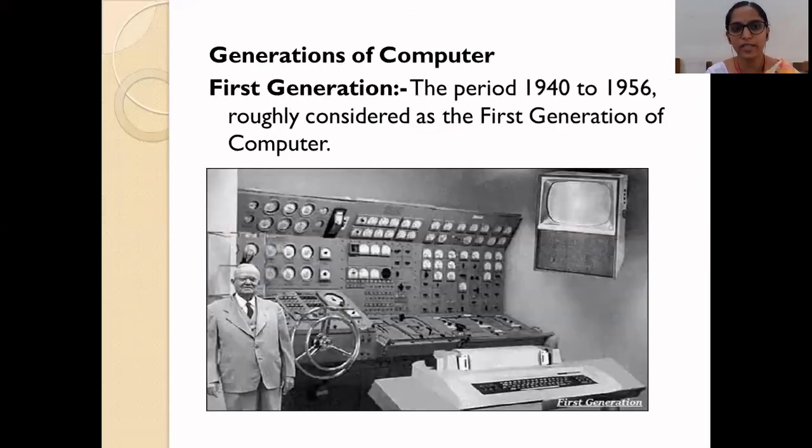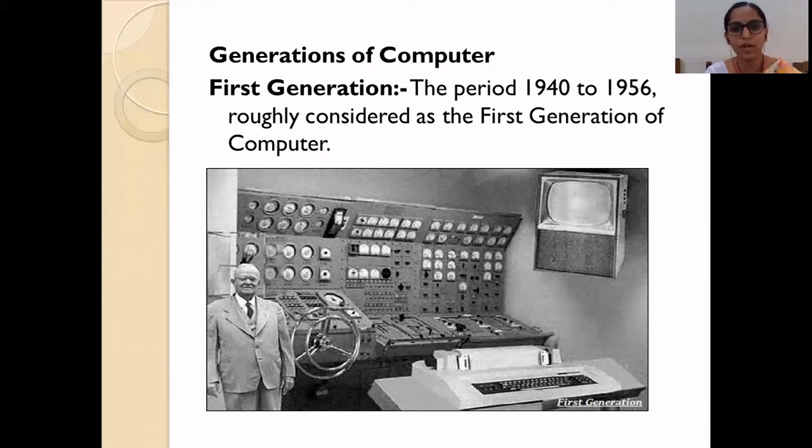Okay, the next point is the generation of a computer. In the generation of a computer, first we will see the different developments of a computer. Computers are classified into five generations. In front of you, there is a first generation computer. You can see how big it is. It's too big.